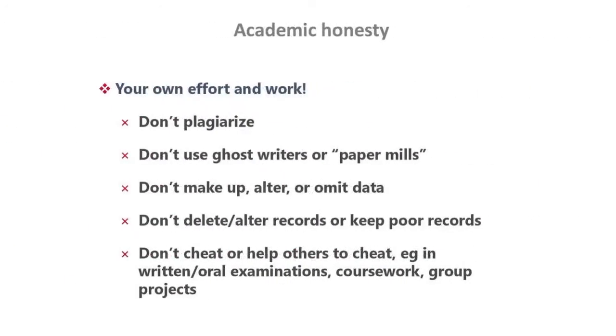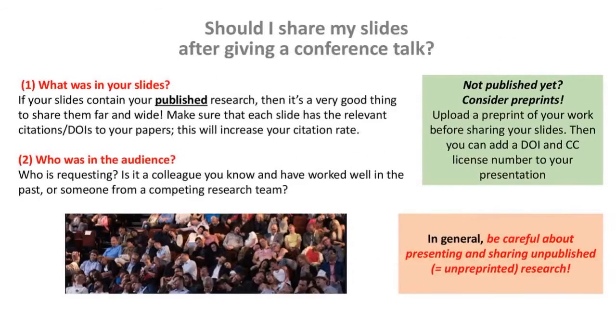It's important to be honest as an academic about your own effort and work, so don't plagiarize. Don't use ghostwriters or paper mills. Don't make up, alter, or omit data. Don't delete or alter records or keep poor records. And don't cheat or help others to cheat. These are some key definitions of academic honesty.